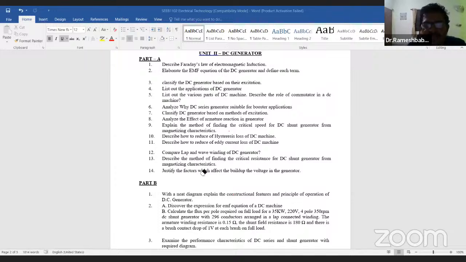Compare lap and wave winding, that we discussed. Method of finding critical resistance, that also we discussed. Justify the factors that affect the build-up of voltage in the generator. It should have residual flux, and the residual flux direction and field winding flux direction should be the same. Critical speed and critical resistance, these are the 4 factors that affect the build-up of the voltage in a generator: critical speed, critical resistance, and residual flux and field winding flux directions, both in the same direction.